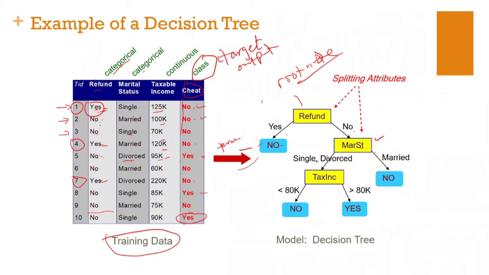So look at everybody that has marital status as married. Married is no. Married is no. Married is no. This means it's a good way to go. Everybody that is married has no as the target value, the target class.